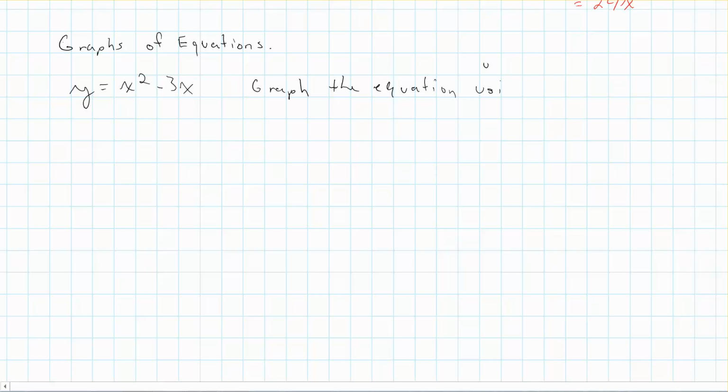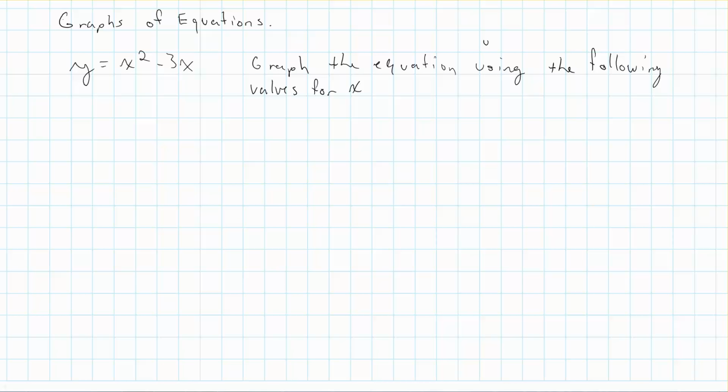Graph the equation using the following values for x. And what I mean here, well, I haven't finished writing out the problem completely, is I'm going to give us a little table here. This table is going to have x and then y, and I'm giving us the values for x to use. So we'll do -1, 0, 1, 2, and then 3.